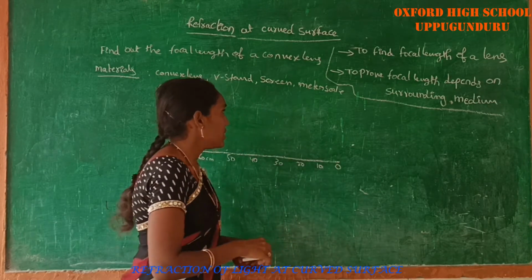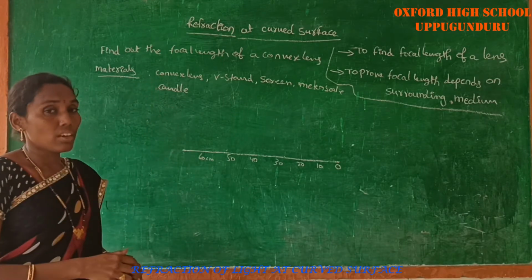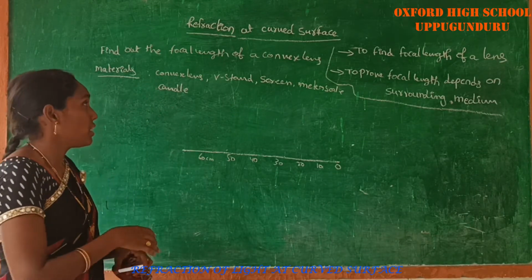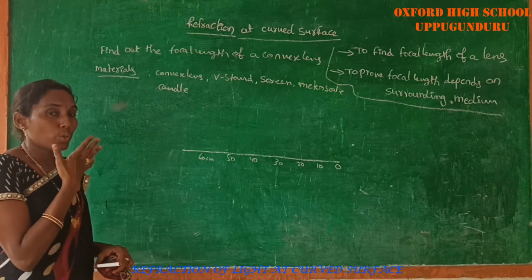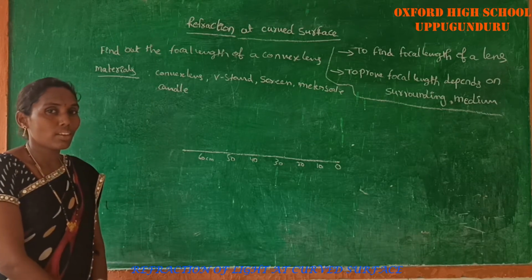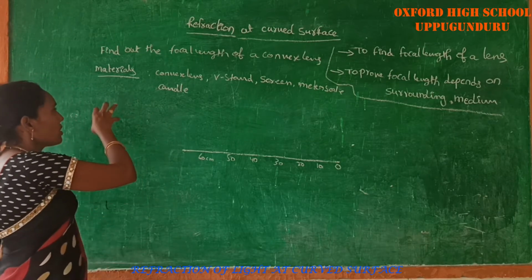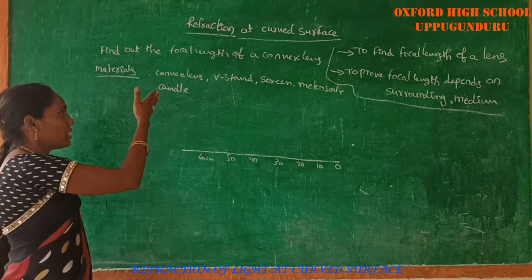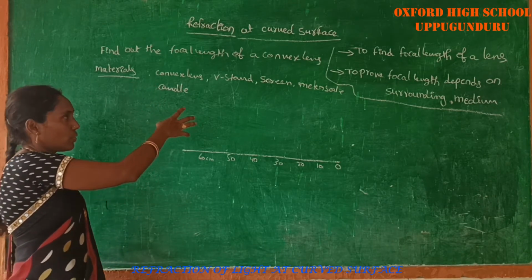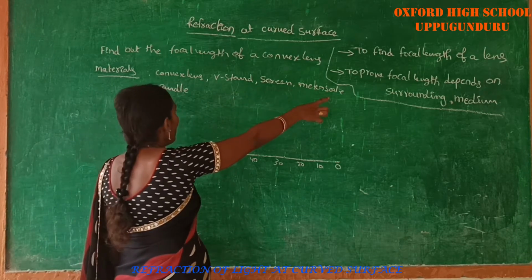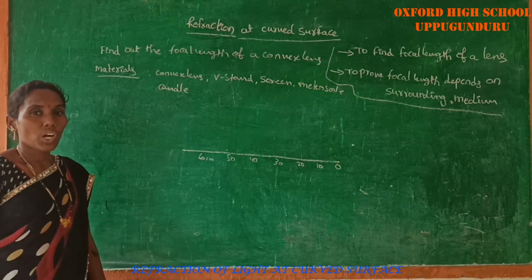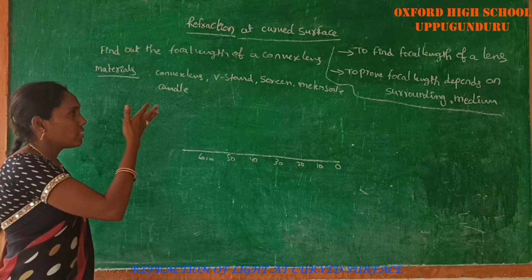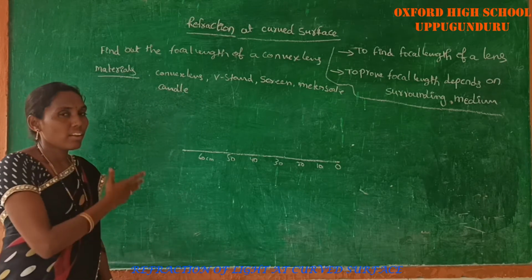See the first activity. The first activity is how to find out the focal length of a convex lens experimentally. What are the materials required for doing this experiment? The materials are a convex lens, V-stand, screen, meter scale, and candle.